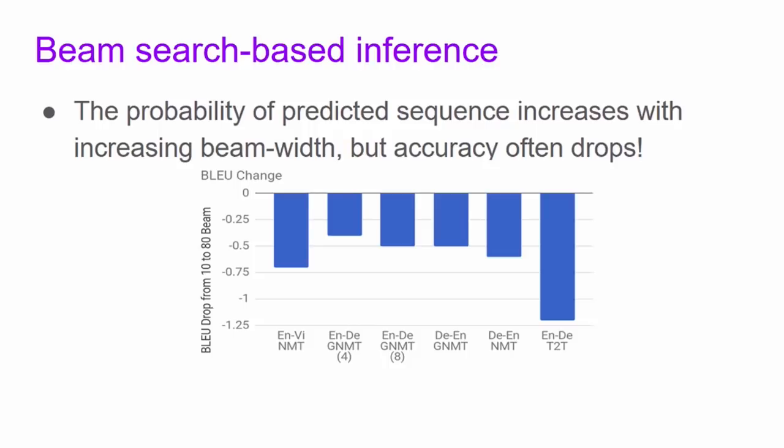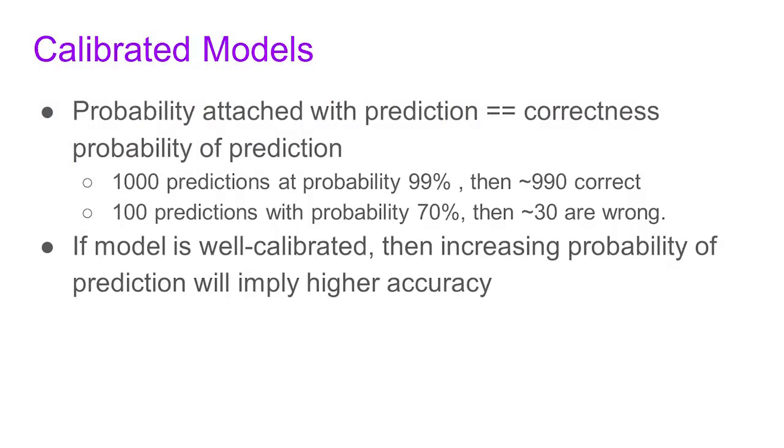That's just a symptom of a really ill model, right? No sound statistical model should exhibit such behavior. As I said, if your model is sound, as you increase the probability of what you are predicting, your accuracy should not drop. And that is true if your model is calibrated.